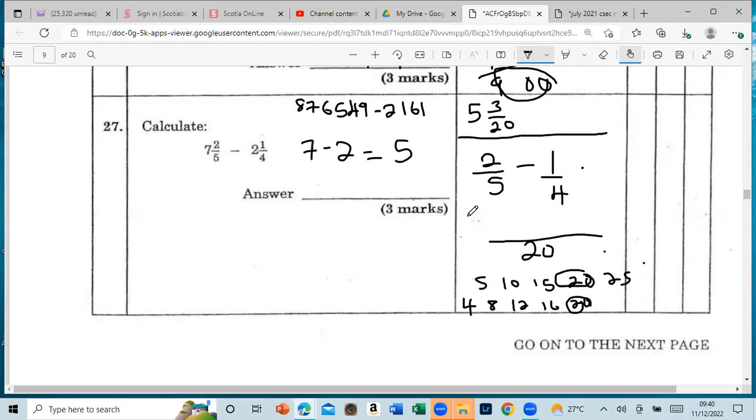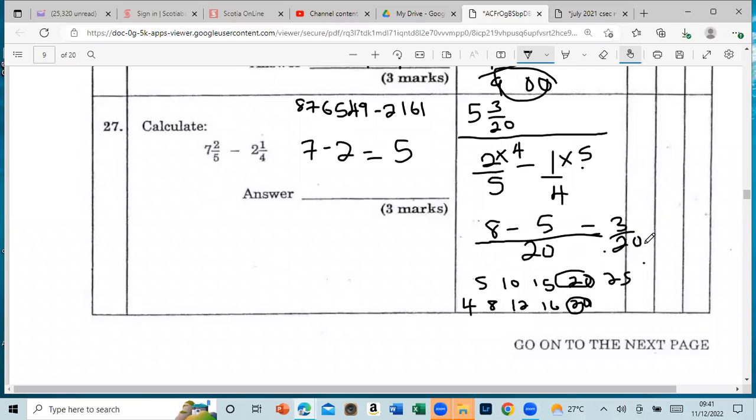What's next? And then I see how many times 5 can go into 20, which is 4 times, and then I multiply the 2 times the 4. That gives you 8. Yes. And next? Then I divided 20 by 4 and got 5. And I subtracted the 8 from the 5 and got 3/20.